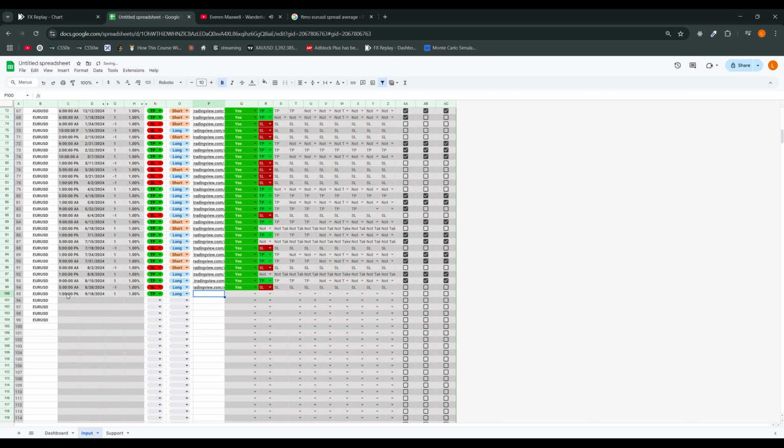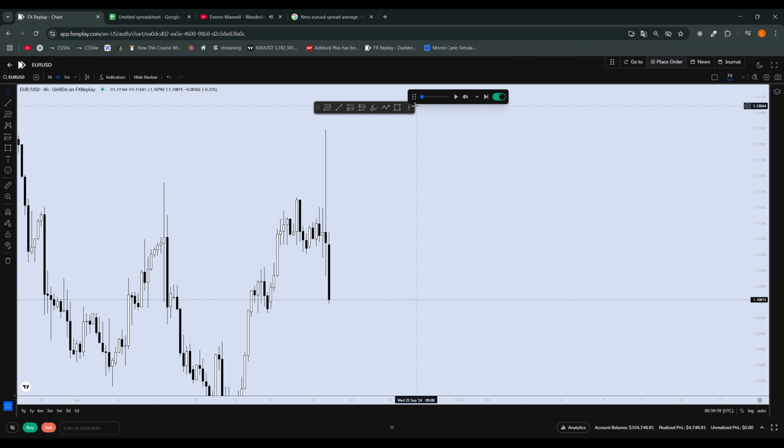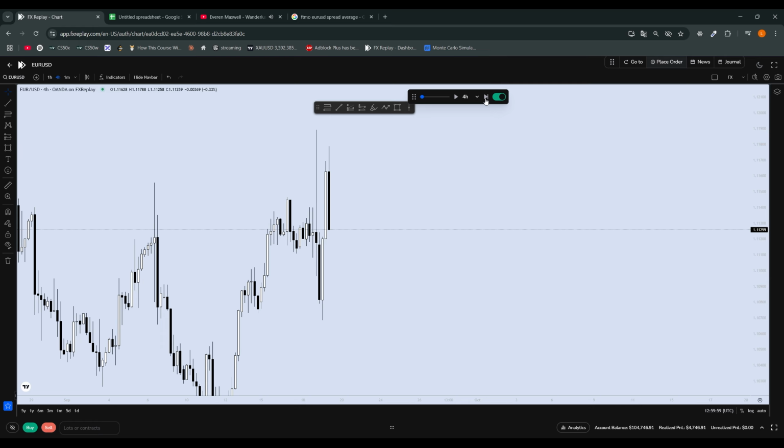I'm seeing a lot of 50% trade. I don't like it a lot because it's one-to-one, but you know, it is what it is.